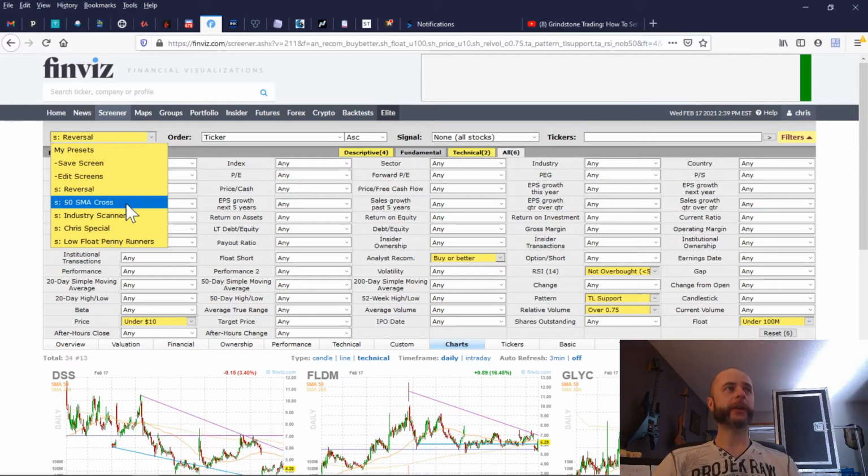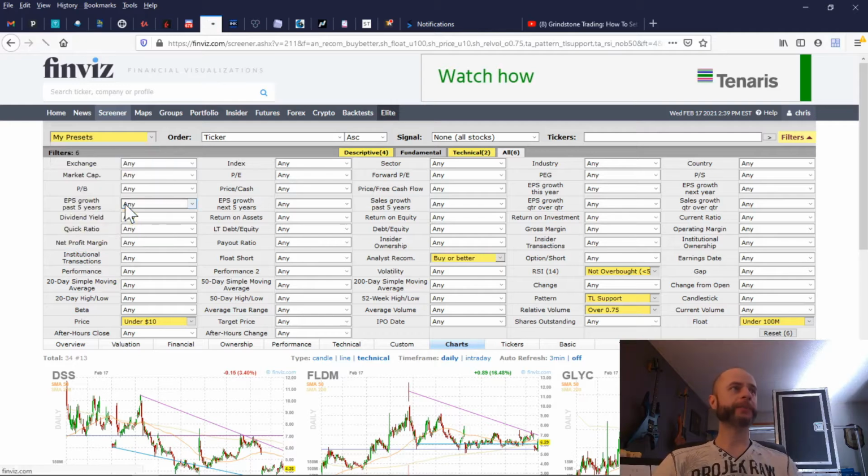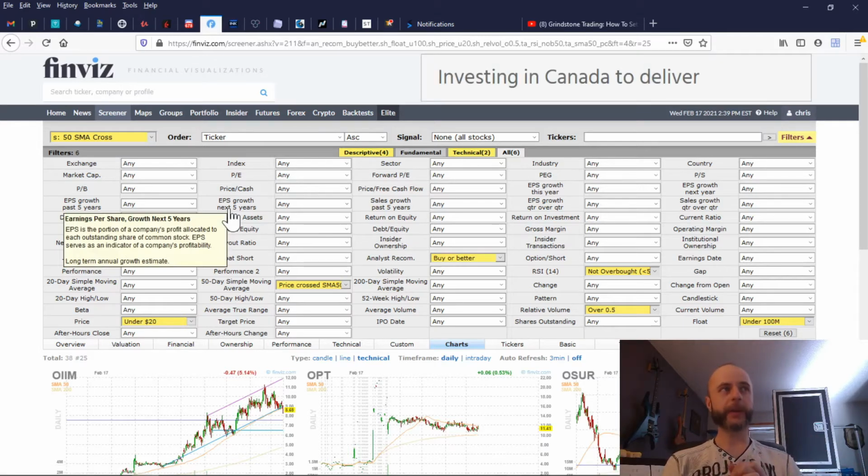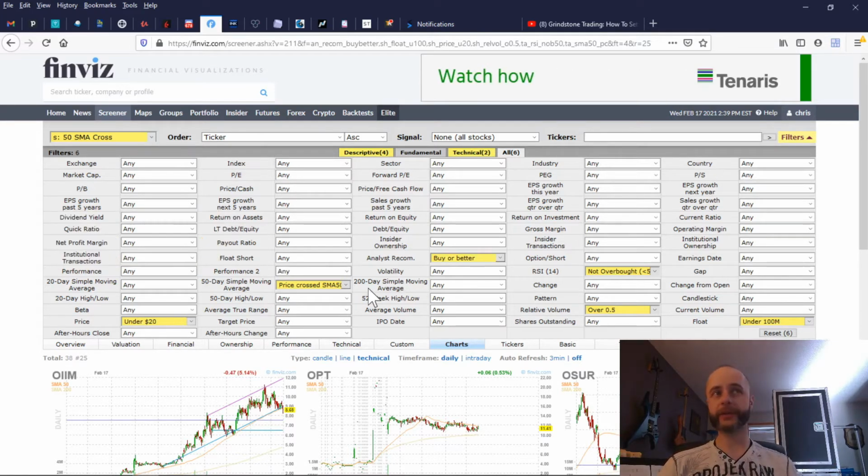I want to show you another one here. I call it my 50 SMA cross. There are so many indicators, guys, and again, trading can get noisy. Filter it down to the ones that you believe in and that you think work. I love 50 SMA bounces, and if something is near or crossing 50 SMA, that is something I want to take a look at right away.